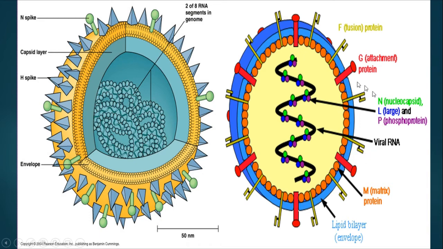So the longer spike is called the hemagglutinin spike. This is the hemagglutinin spike or G spike, which may also possess neuraminidase activity. So this single hemagglutinin spike has got two activities.